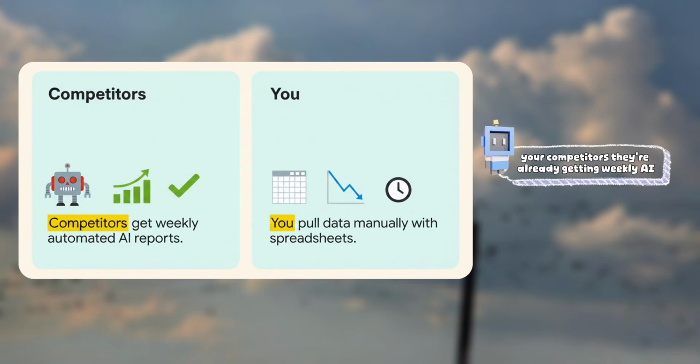Your competitors, they're already getting weekly AI reports generated automatically. They know exactly which pages are growing, which traffic is dropping, and exactly what they need to fix every single Monday morning, without lifting a finger. Meanwhile, if you are still wasting hours manually pulling data, opening up heavy spreadsheets and copy-pasting numbers just to figure out your basic metrics, you are leaving valuable market opportunities on the table.